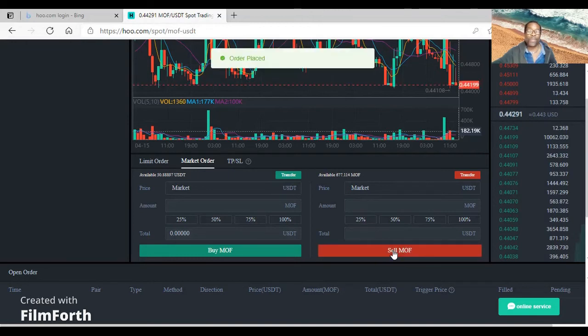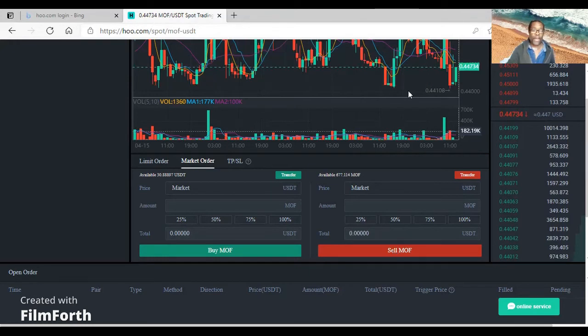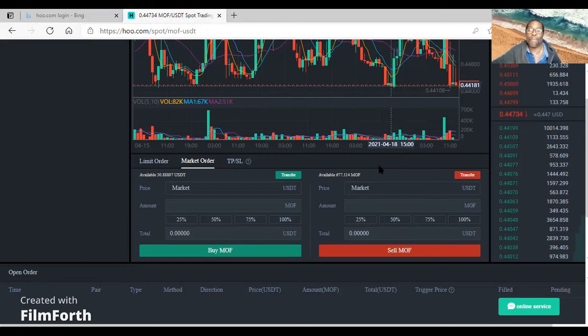You see, order placed. We go back now, you will see, if I go to balance now, you see my MOF has reduced. So it's now 677.114. That means the 60 has gone out of the whole that I had before. And what it means now is the 26 point something USDT will be now in my balance.